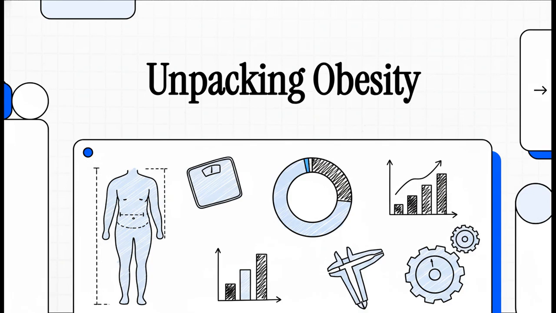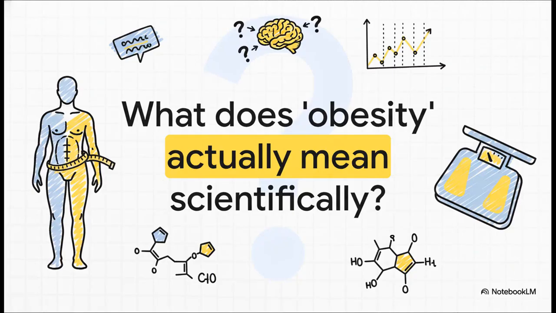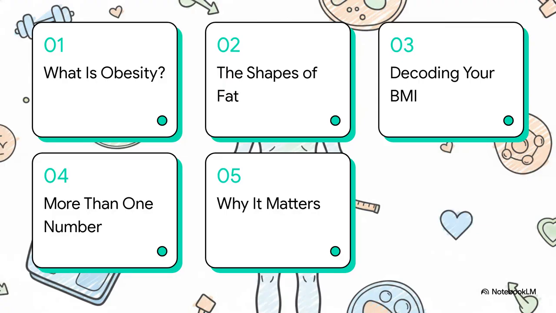Welcome to The Explainer. Today, we're going to unpack obesity. We're going to get past all the headlines and really try to understand how it's defined scientifically, how it's measured, and why those numbers don't always tell the whole story. So let's just dive right in with the most fundamental question. We hear the word obesity thrown around all the time, but what does it actually mean from a clinical, scientific point of view? Here's how we're going to break it down.